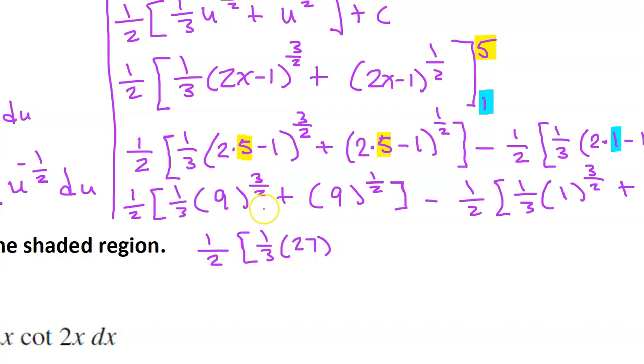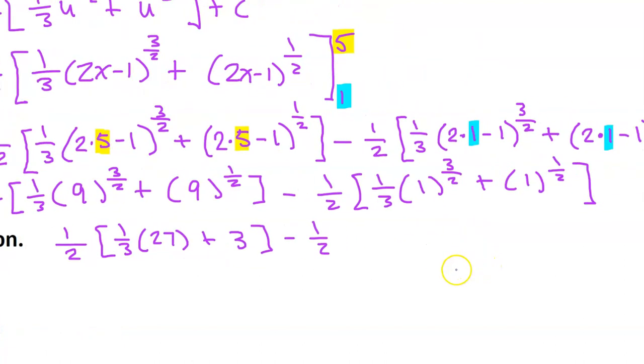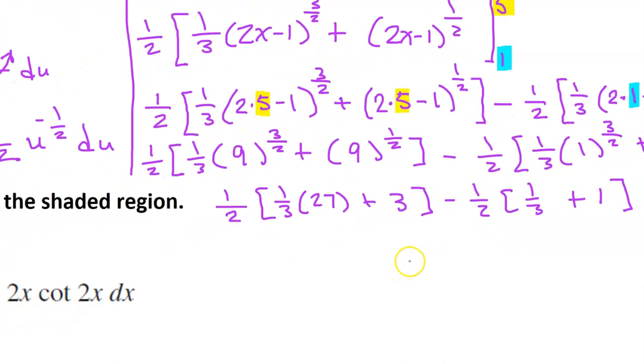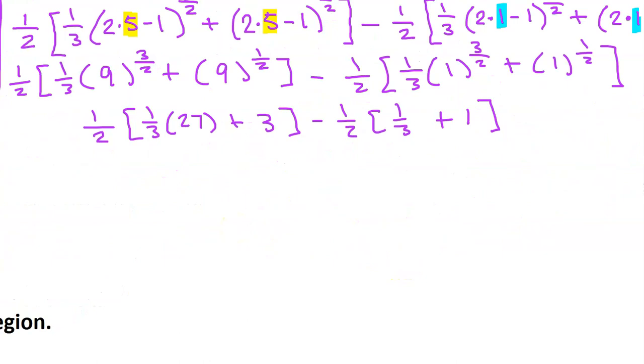Alright, so that's 9 to the 3/2 power. Of course, the square root of 9 is 3, so that's 9 to the 1/2 power. Alright, what's going on over here? Well, we have the 1/3. 1 to the 3/2 power is just 1, so that's gone. And then 1 to the 1/2 power is just 1, so we have this. So 1/2. 1/3 of 27 is 9.